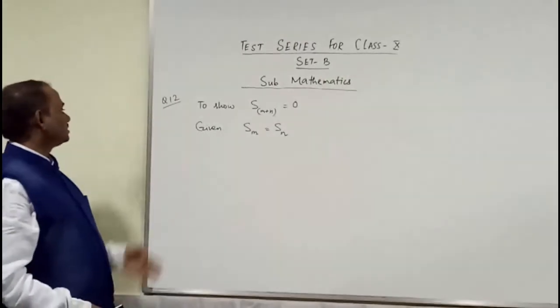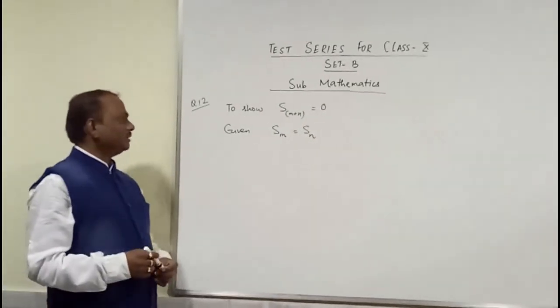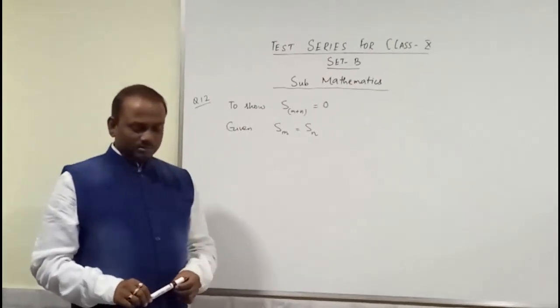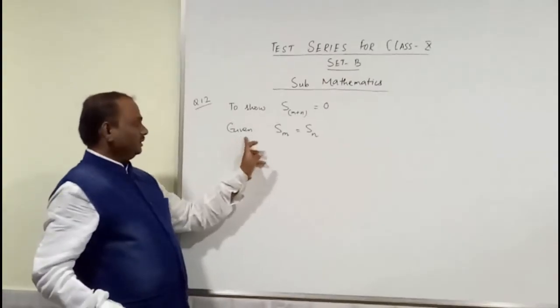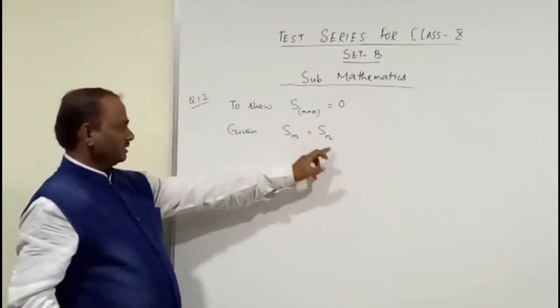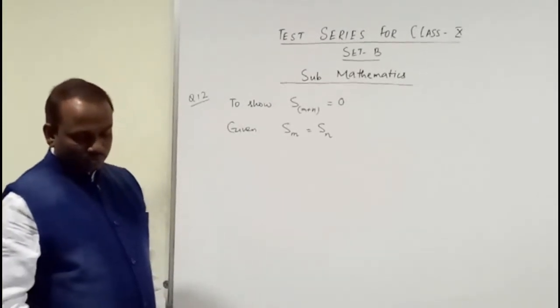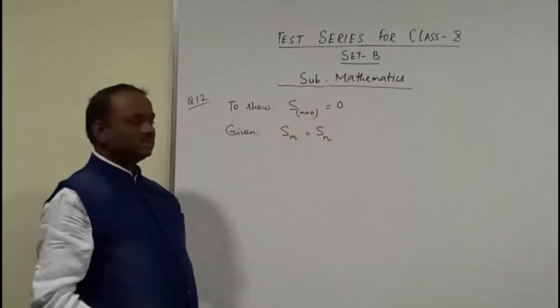Now the next question is the important one, question number 12. This is a question from arithmetic progression. The sum says: if the sum of m terms of an AP is the same as the sum of n terms, as you can see over here, S of m is equal to S of n, it is required to show that the sum of m plus n terms is 0. Sum of m plus n terms is 0.